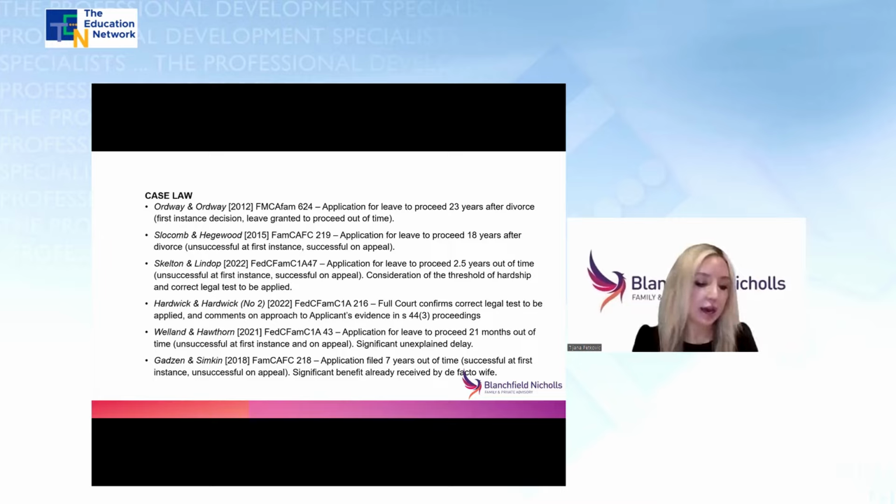There was another full court case not long after Justice Austin's decision in Skelton and Lindop, and that's the decision in Hardwick and Hardwick (No 2), in which the full court, which was comprised of Deputy Chief Justice McClellan and Justices Riethmuller and Strum, confirmed the appropriate test to be applied in these cases.